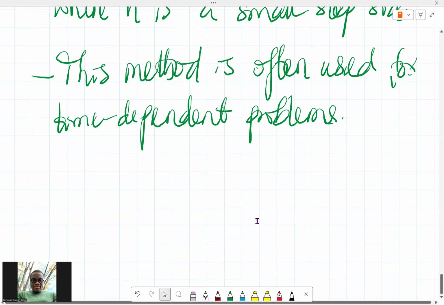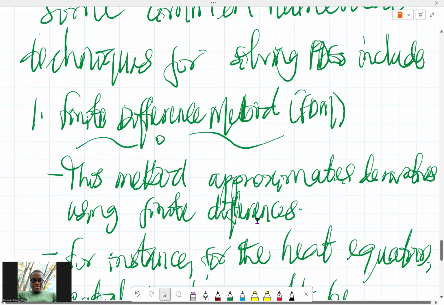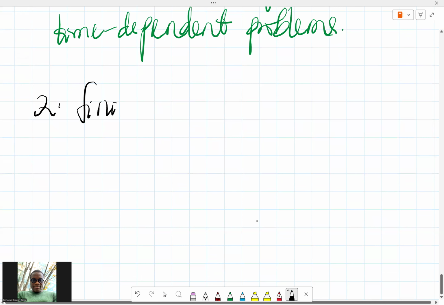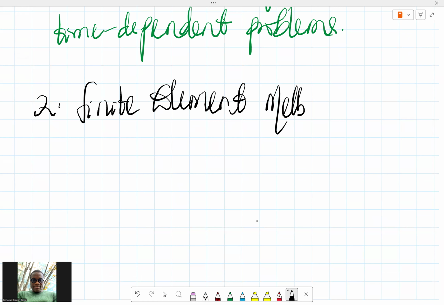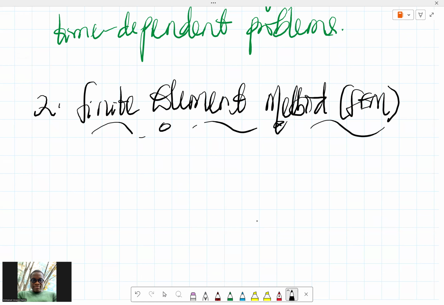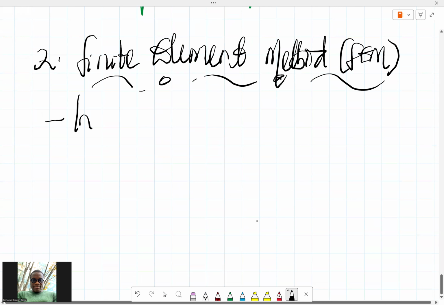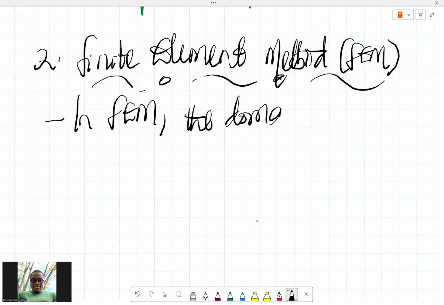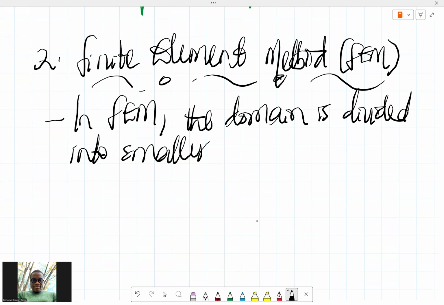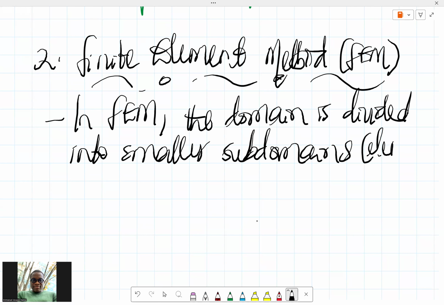Now, let's talk about another method which also has the word finite in it. This time around, it's the finite element method. So finite difference, finite element. Finite element method is FEM for short, and finite difference method is FDM for short. So here in FEM, the domain is divided into smaller subdomains. These smaller subdomains are known as elements.